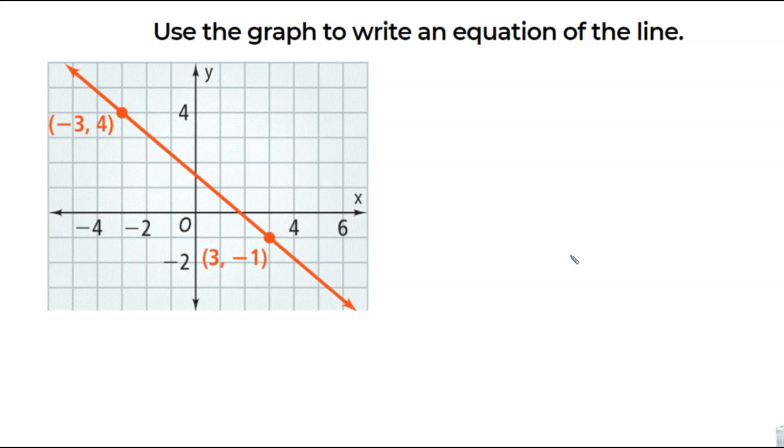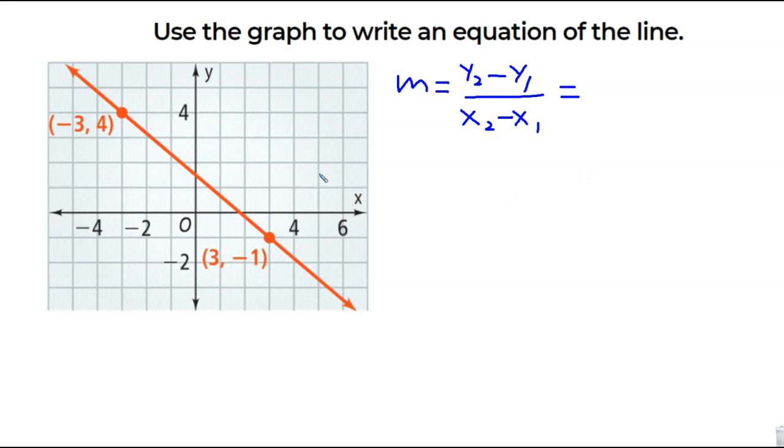Next question says to use the graph to write an equation of the line. So we're given a line, and we're given a few points on that line. Now, anytime you're talking about graphs of a line, the first thing you want to start off with is the slope. We usually call that m, and the way we'll calculate that is rise over run. The change in the y's, we'll say y2 minus y1, over the change in the x's, x2 minus x1.